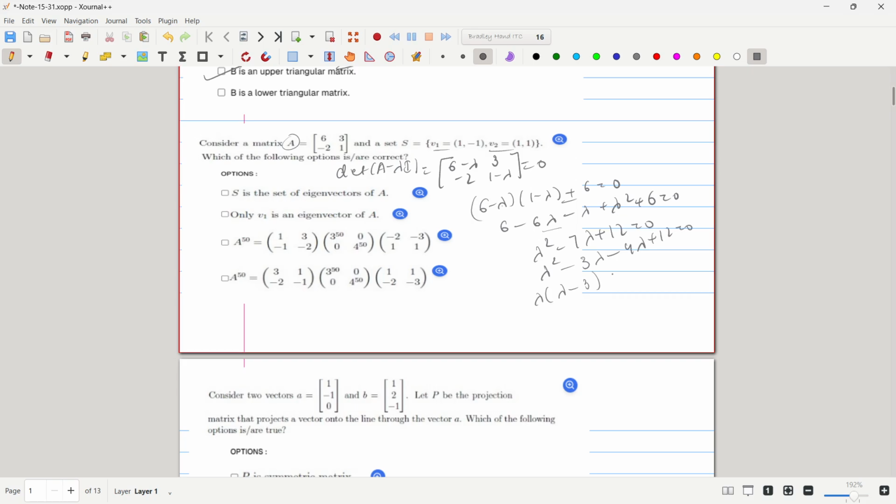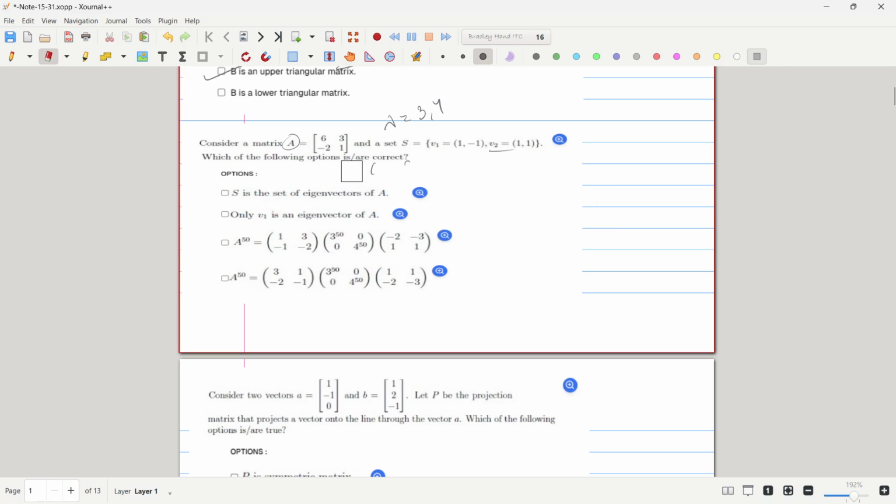Lambda into lambda minus 3 minus 4 into lambda minus 3. Lambda minus 3, lambda minus 4 is equal to 0. So the eigenvalues of this matrix are 3, 4. Okay. Now using the eigenvalues, I have to find the eigenvectors.